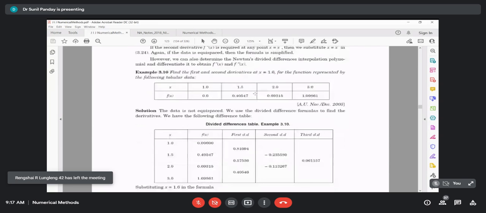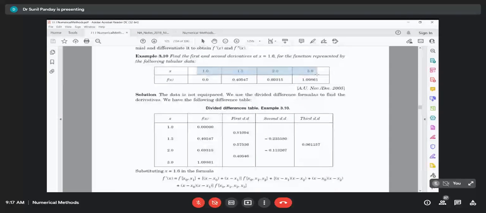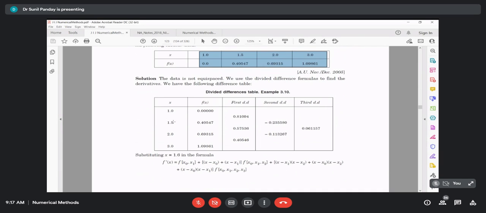So you have this unequally spaced data. You can see here the common difference is 0.5, but here the difference is 1. So this is unequally spaced data and we have to calculate the derivative at this point. Since we have unequally spaced data, we have to construct the divided difference table. The divided difference table is like this: this minus this divided by 1.5 minus 1, we will get this one. This minus this divided by 2 minus 1.5, you will get this one.